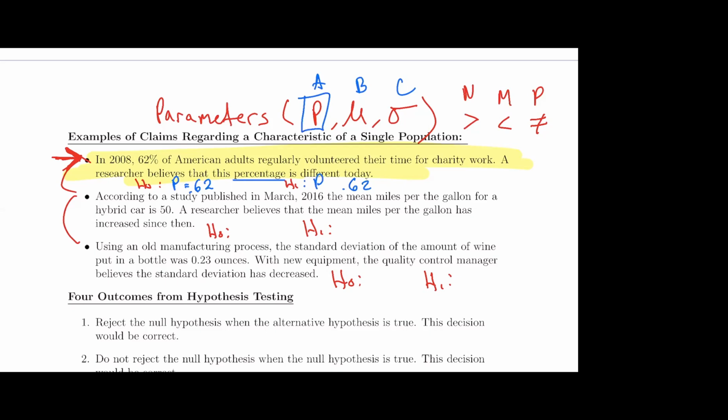If you look at it, you do want to put not equal to, because right above it, it says different. Anytime there's a difference, we don't care if it's higher than 62% or lower than 62%. We care if it's different, so that's when you put not equal to. Okay, so that's the null hypothesis, and that's the alternate hypothesis for this one. Any question for that first problem?